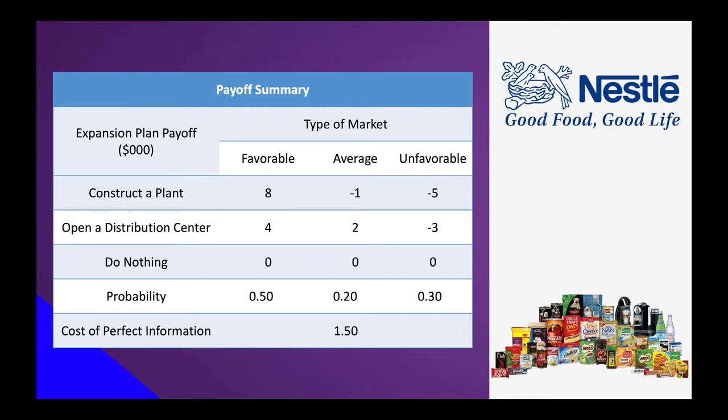It will give them a gain of $2,000 if they choose to open a distribution center. So both are negative for an unfavorable market: negative 5 for constructing a plant, and for opening a distribution center, negative $3,000. So they have the probability for the market that can happen.